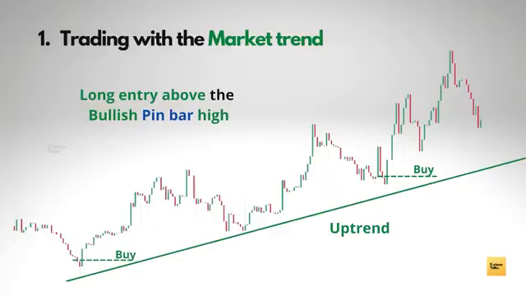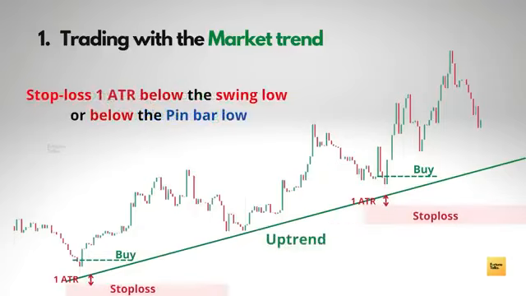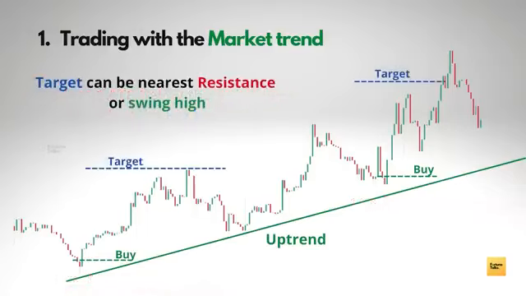We could either go long as soon as the pin bar has formed, or we can wait for a confirmation to enter when the price breaks above the pin bar high. In case of stop loss, you can place the stop loss 1 ATR below the swing lows or the trend line or the moving average as ample buffer, or you can even place the stop loss below the lows of the pin bar candlestick in case you want a tighter stop loss. Now the target can be set as the next swing high or the nearest resistance level, or you can ultimately ride the trend and exit when the price breaks out of the uptrend structure.